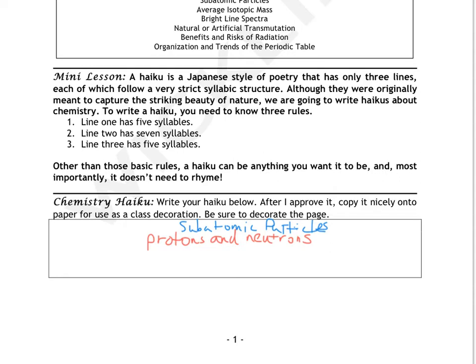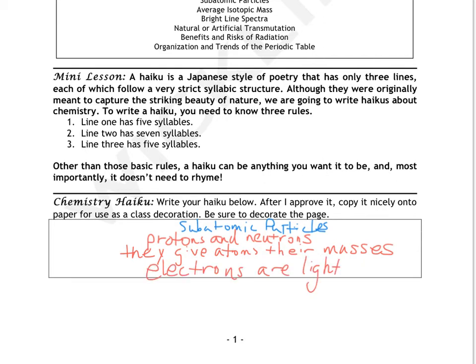So what I can say is that "they give atoms their masses." And if you check, that's 7 syllables. And then lastly, let's say something about electrons. I could contrast electrons against protons and neutrons' mass, and I could say "electrons are light." So by the time I see you tomorrow, I would like for you to have a haiku written of your own, and you should color it onto nice paper in big, beautiful block letters.